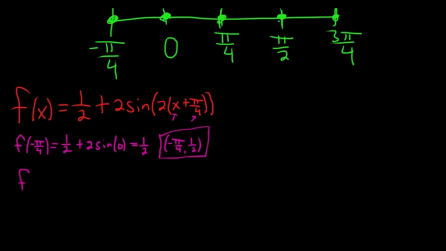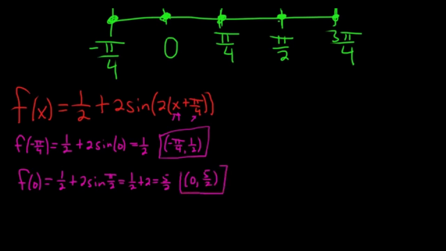Let's do f of 0. Okay, plugging in 0, we're going to get 1/2 plus 2 sine, and let's see, 0 plus pi over 4 is pi over 4, times 2 is pi over 2. Skipping steps here to save room, right? So putting a 0 for the x, it's going to be pi over 4, because 0 plus pi over 4 is pi over 4, times 2 is pi over 2. We get the sine of pi over 2. Sine of pi over 2 is 1, so this is 1/2 plus 2. That's really 4/2 plus 1/2, which is 5/2. Lots of math. So the ordered pair here is 0, 5/2. Put that in a box.